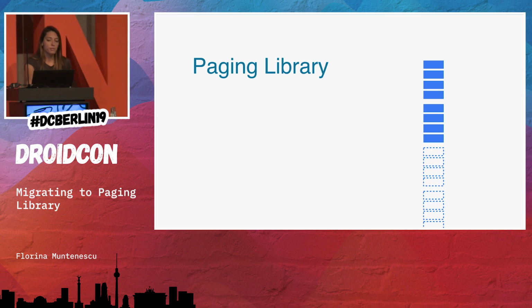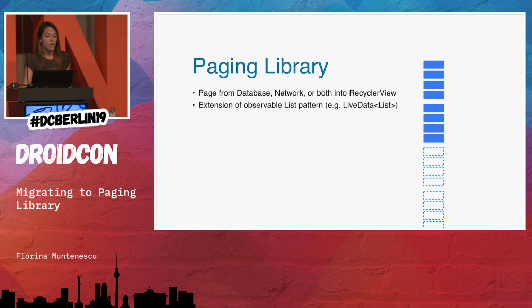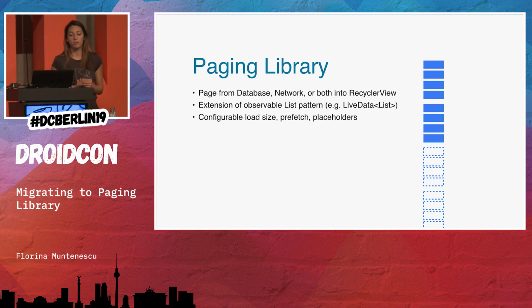So we looked at how the paging library works. We saw that you can page data from the database, network, or both, and display that data inside the RecyclerView. This is actually just an extension of the observable list pattern. So you're working with live data of a list, actually, under the hood. PagedList actually is just an extension of a list. You can by default just configure the page size, but it also allows you more complex configuration in things like prefetch or whether you want to have placeholders or not. And it has integration with Room, with LiveData, and RxJava.